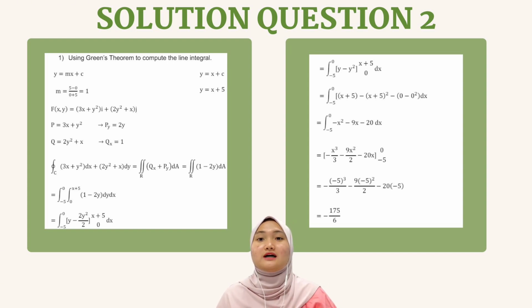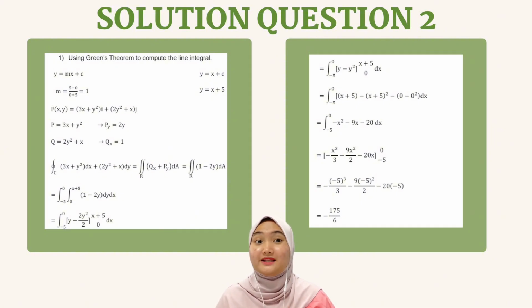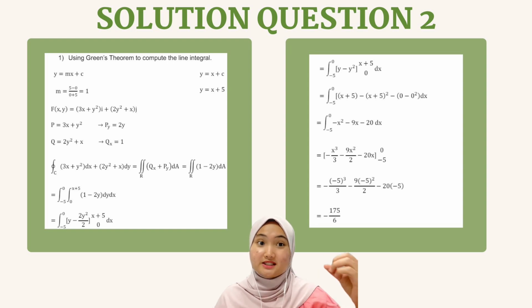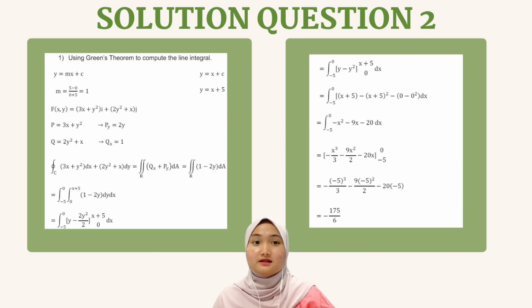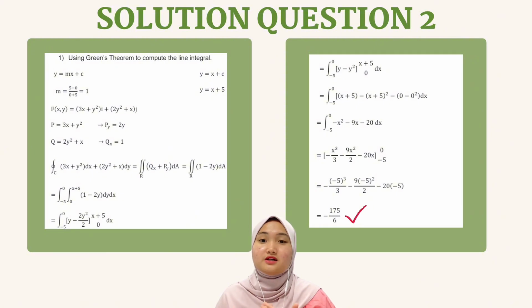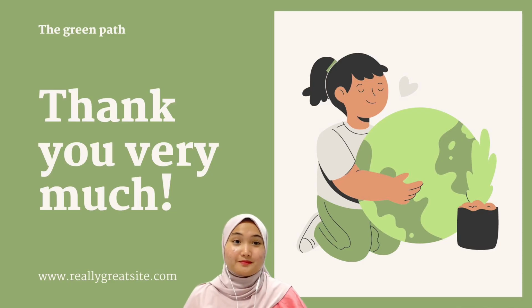Then we integrate again from negative 5 to 0 of negative x squared minus 9x minus 20 dx. So we get negative x cubed divided by 3 minus 9x squared divided by 2 minus 20x, from negative 5 to 0. We substitute negative 5 and 0 and subtract them. The final answer we got is negative 175 divided by 6. Okay, next, this is the result and comment for question number 2. That's all from us. Thank you.